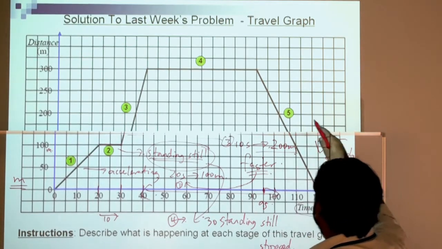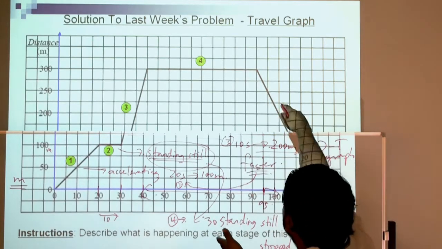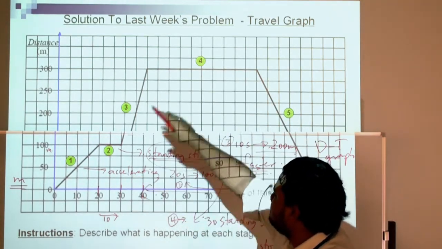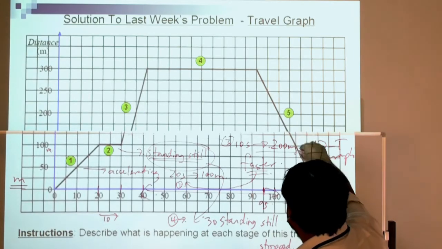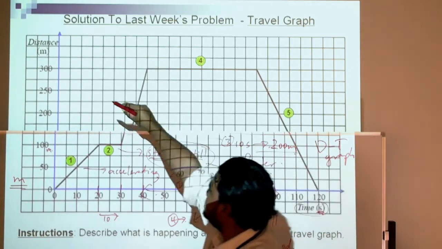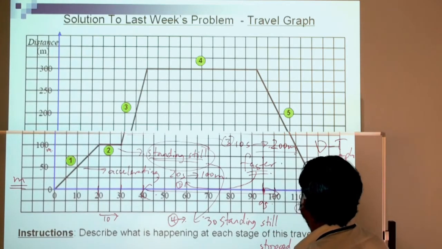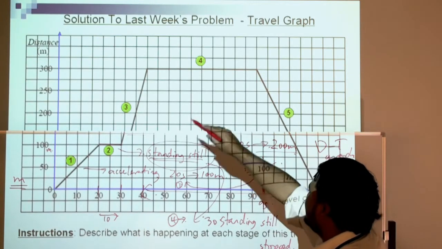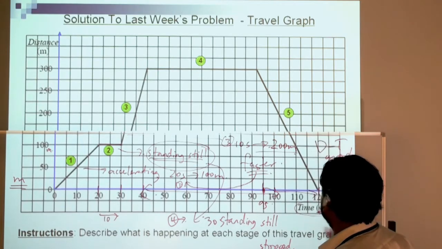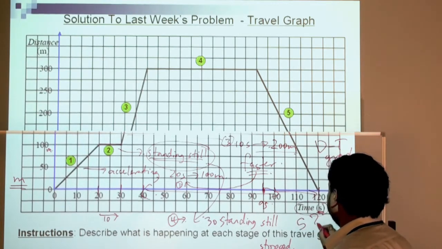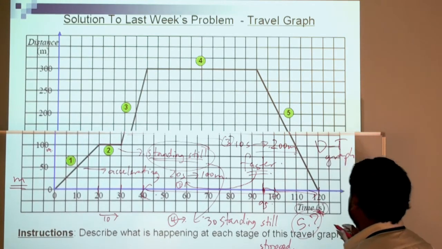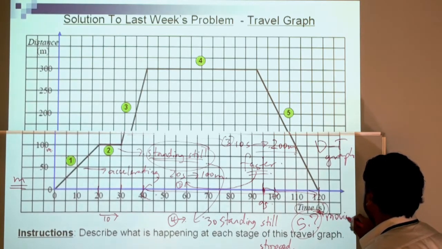And finally, stage 5, look what happens. On the distance y-axis, the line goes down. So what that means is the distance is decreasing. Time is still moving forward from here to here, but the distance is decreasing, which means what is happening at stage 5? The car is moving backwards.